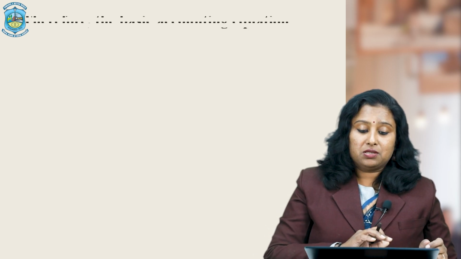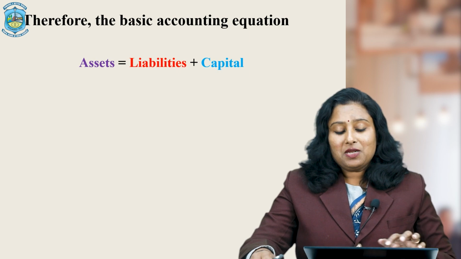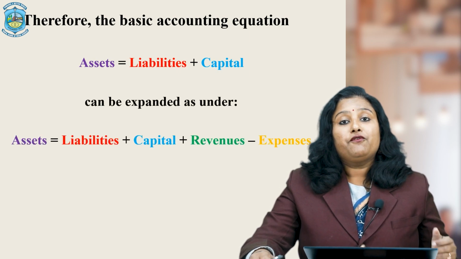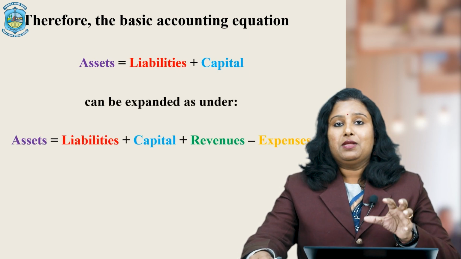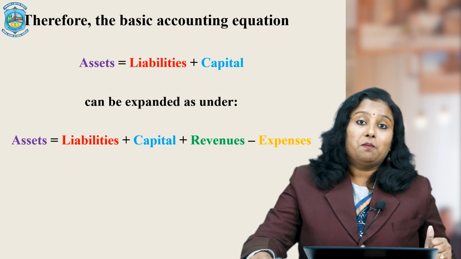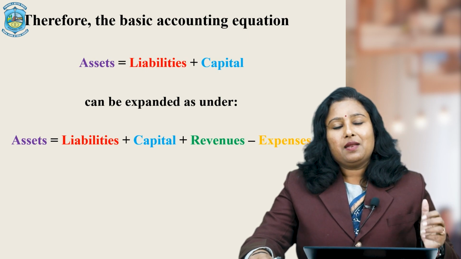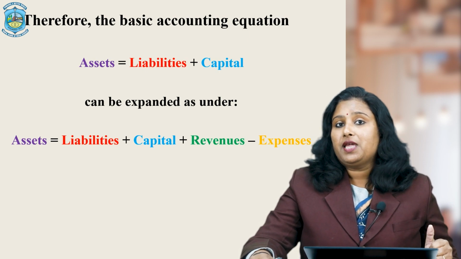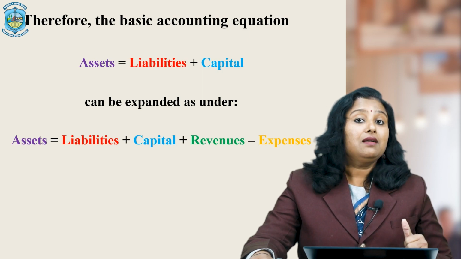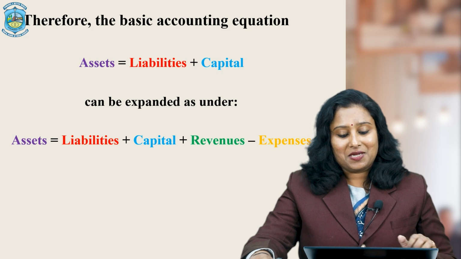Now, all the elements of this accounting equation can be stated as: assets is equal to liabilities plus capital, which we can further expand, where capital is increased by the revenues, that is, revenues are added to the capital, and decreased because of the expenses, that is, all the expenses are deducted from the capital. Hence, the net result is known as owner's equity.